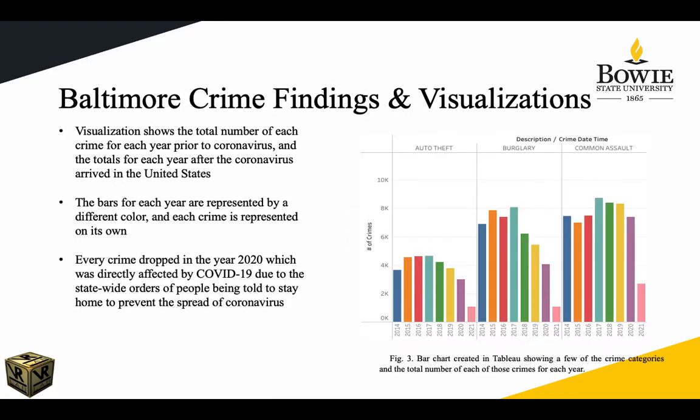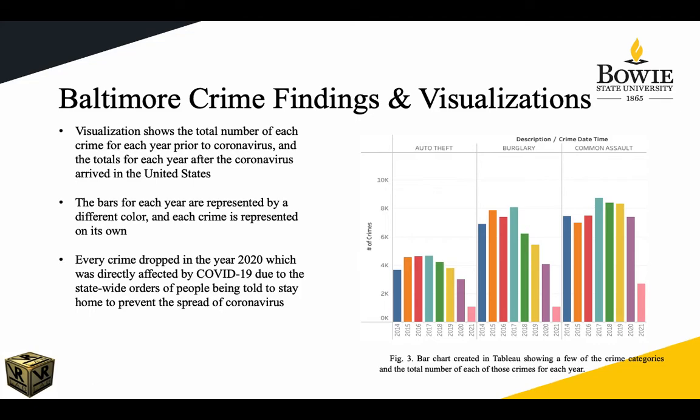Next slide. This is a visualization that I made in Tableau as well. This is based on crime data in the city of Baltimore. This visualization was made to show the total number of each crime for each year prior to the coronavirus, and the totals for each year after the coronavirus arrived in the United States. The total number of crimes were very high compared to the more recent years, 2020 and 2021, where they took a dip, as can be shown in the visual.